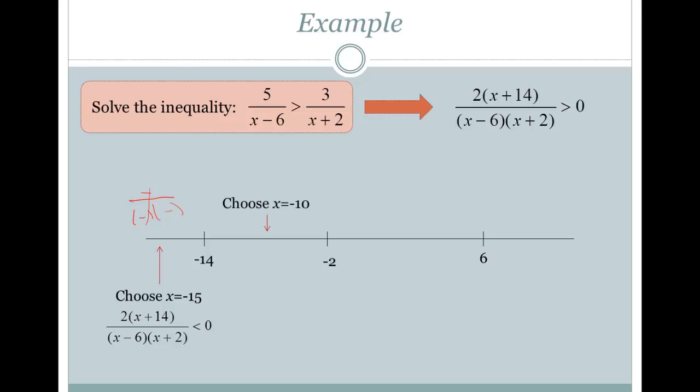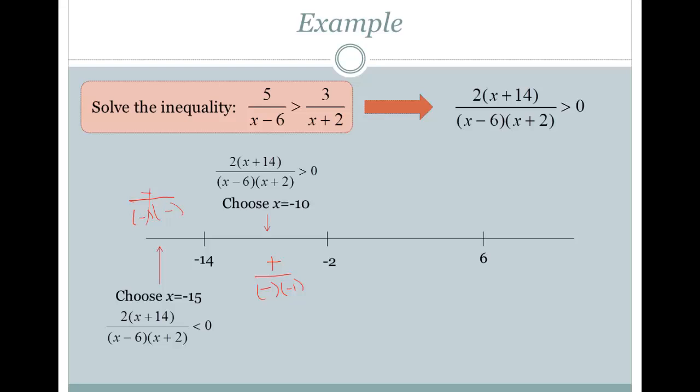Let's look at the next interval. Let's plug negative 10 in there. Again, if I look at the signs, the numerator will be positive. The first term of the denominator will be negative, as will the second term. These negatives will become positive. I got a positive value here. So this part is going to be true. This is going to produce a value that is greater than 0.